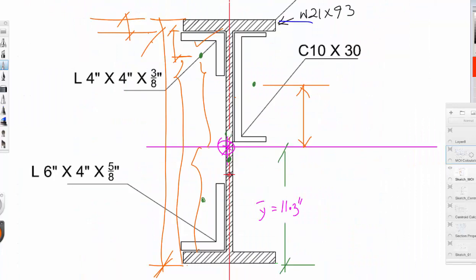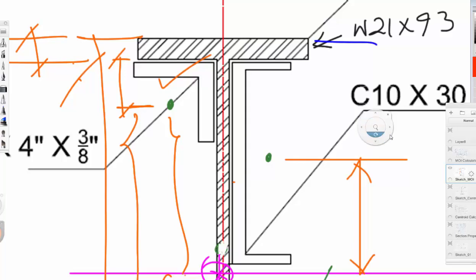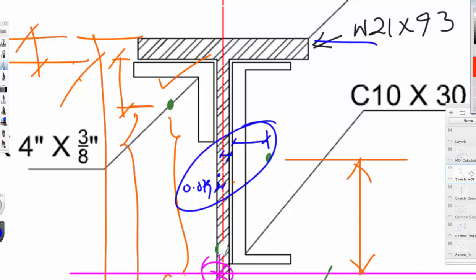Yeah. So when we calculate this distance, let me just make this a bit larger. When I calculate this distance, the x for this one will be from here to here. This will be the x distance, and then you have this, the half of the thickness of the web, and of course the center is somewhere here, which is 0.079. So these three pieces will be the x distance for the channel.